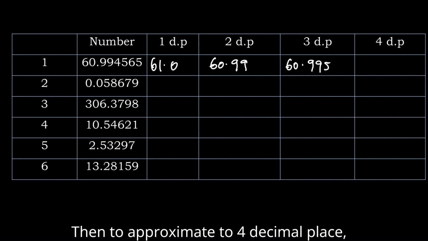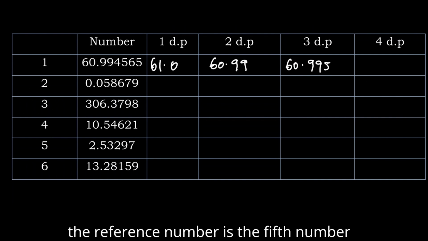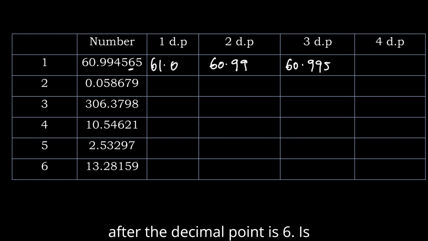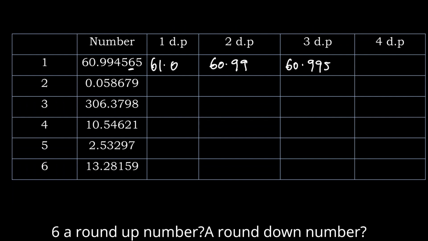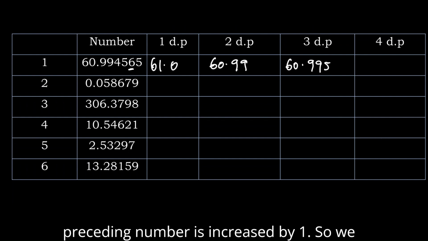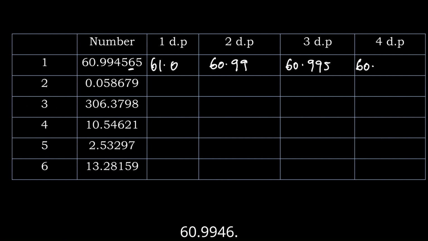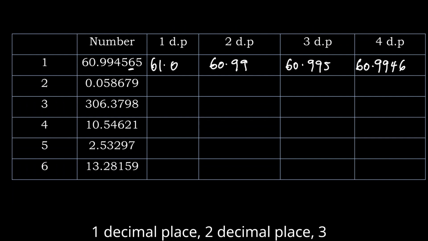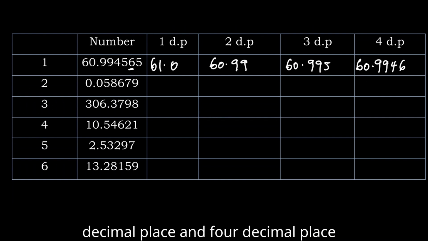Then to approximate to 4 decimal place, the reference number is the fifth number after the decimal point. The fifth number after the decimal point is 6. Is 6 a round up number or a round down number? It is a round up number. Therefore, the preceding number is increased by 1. So we have 60.9946. We have approximated question 1 to 1 decimal place, 2 decimal place, 3 decimal place, and 4 decimal place respectively.